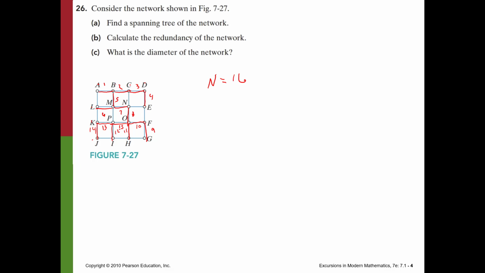And so because I have 16 vertices and I have 15 edges and my graph is connected, I know this is a tree. And what that means is that I can get from any vertex to any other vertex, right? So calculate the redundancy of the network.